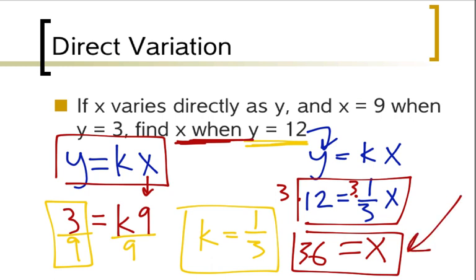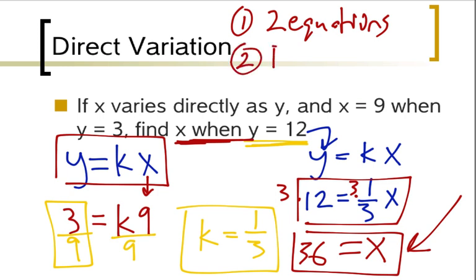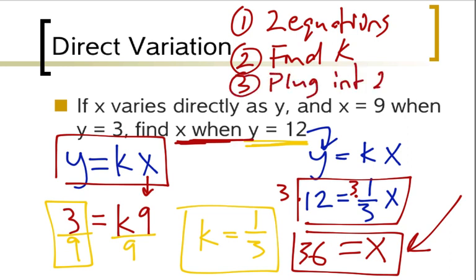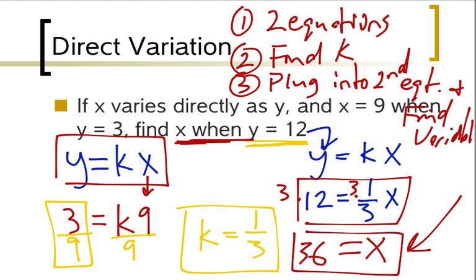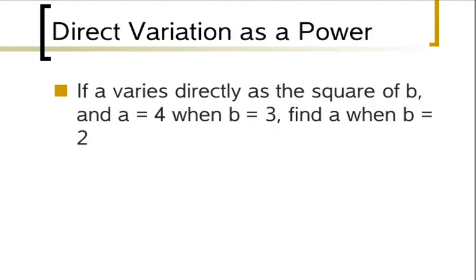So the goal is you write two equations. So step 1 is two equations. And then the second step is you find k. And the third step is plug into second equation and find variable. So that is the whole process for variation. And it works for inverse variation as well.